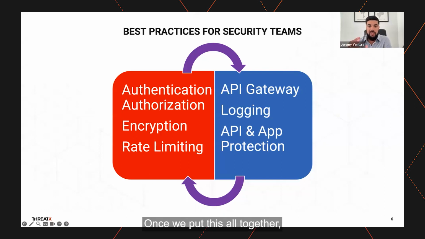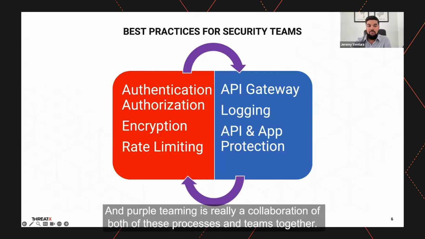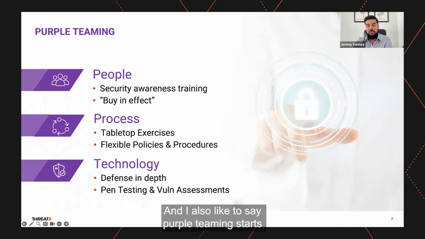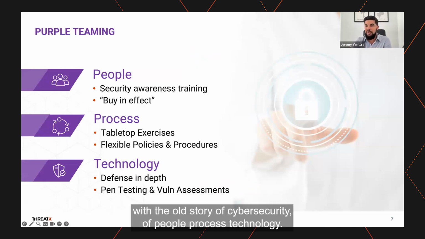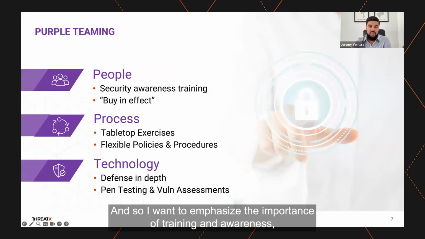Once we put this all together, you've got red, you've got blue, and those two colors together make purple. Purple teaming is really a collaboration of both of these processes and teams together. And I always like to say purple teaming starts with the age-old story of cybersecurity: people, process, technology. I specifically put people first because no matter what technology you have in place, people are still the weakest links within organizations.